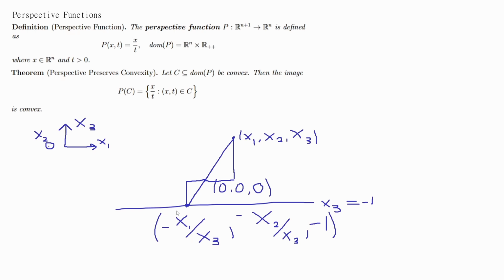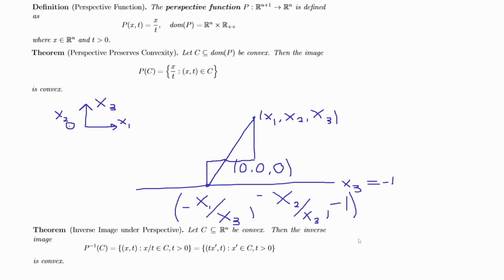So I thought this is really, really cool. What's more is that the inverse image of a convex set under perspective is also convex. So this interpretation is that when you have a convex set on the horizontal wall here, then the resulting shape from the positions of the object which would have made that shape on the wall is also convex. So I thought that was pretty cool as well.